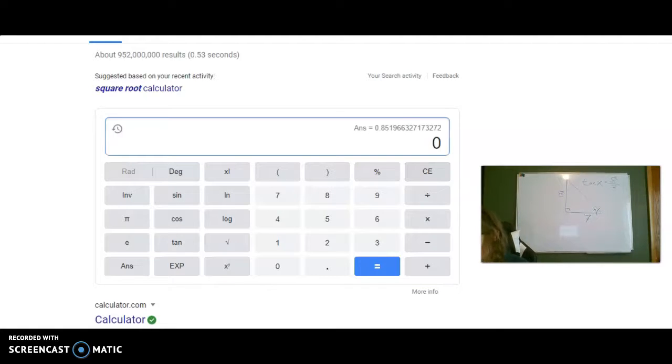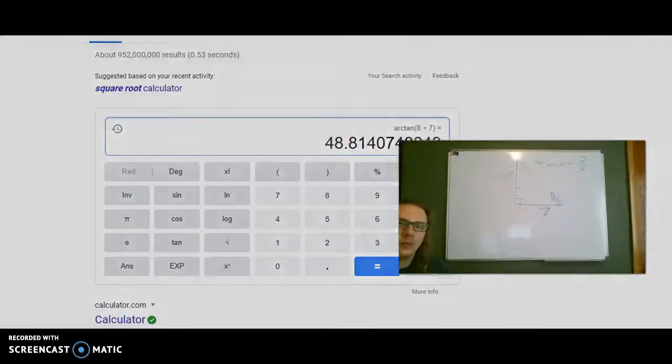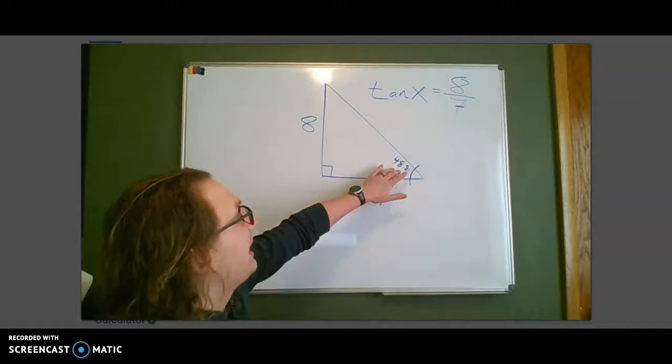So, arctan of 8 over 7. 48 degrees. That seems more reasonable to me. 48 point, remember we're rounding to the nearest hundredth, 48.81 for x. Just going to erase it here. So that is 48.81. Let me zip back up. Okay, so I have a 48.81 degree angle here.